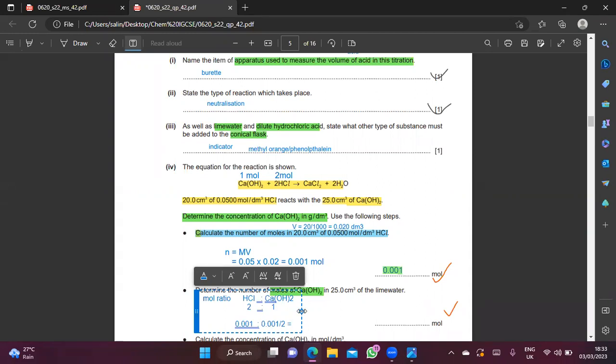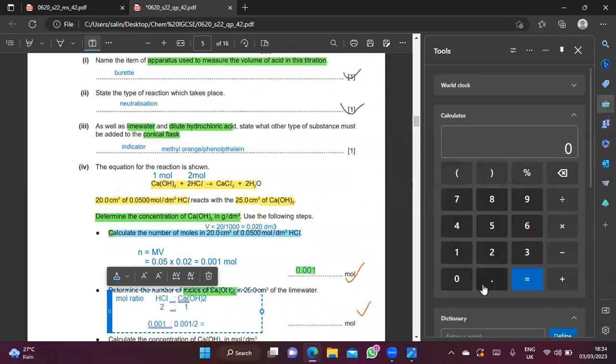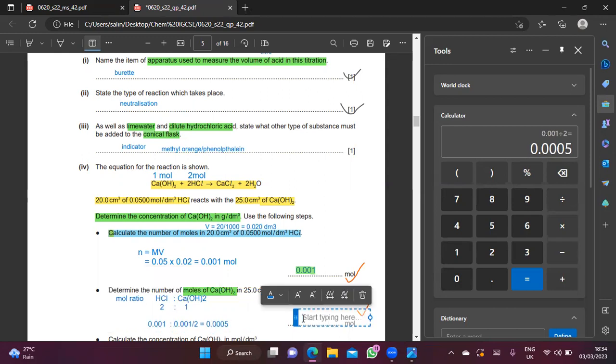Okay, so get my calculator. You don't have to calculate it with mental arithmetic. No need to in your IGCSE, you can use calculator. There you go. 0.0, because sometimes you tend to make mistakes because of the zeros. Be very careful. There you go. So the answer here is actually 0.0005 mole.